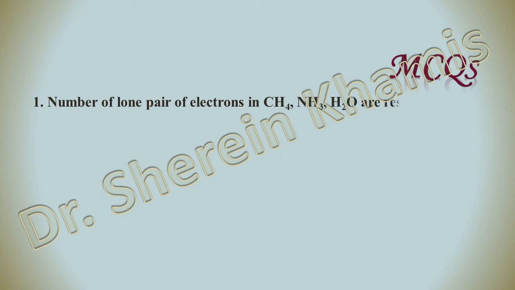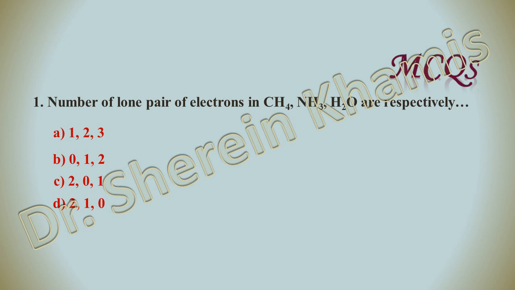Okay, let's go to some questions or MCQs to remember what we are saying about these postulates or assumptions of VSEPR theory. Number one: the number of lone pairs of electrons in CH4, NH3 and H2O are respectively. I want to know the lone pairs of electrons in CH4. We have choices 1, 2, 3; 0, 1, 2; 2, 0, 1; and the last one, 2, 1, 0. We have carbon surrounded by 4 electrons, as it is tetravalent, so it will make a bond with 4 hydrogen atoms. So there will be no lone pairs. So it will be 0.